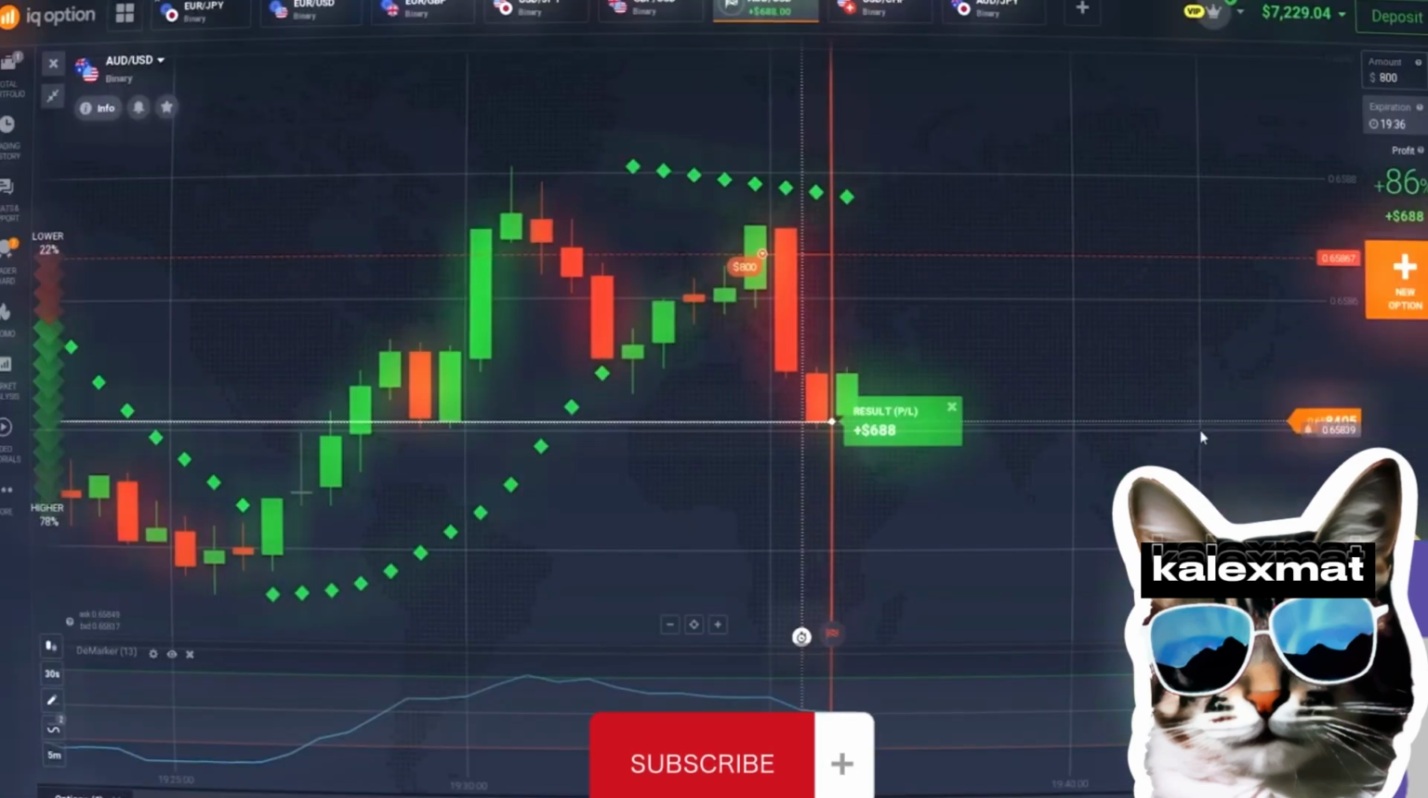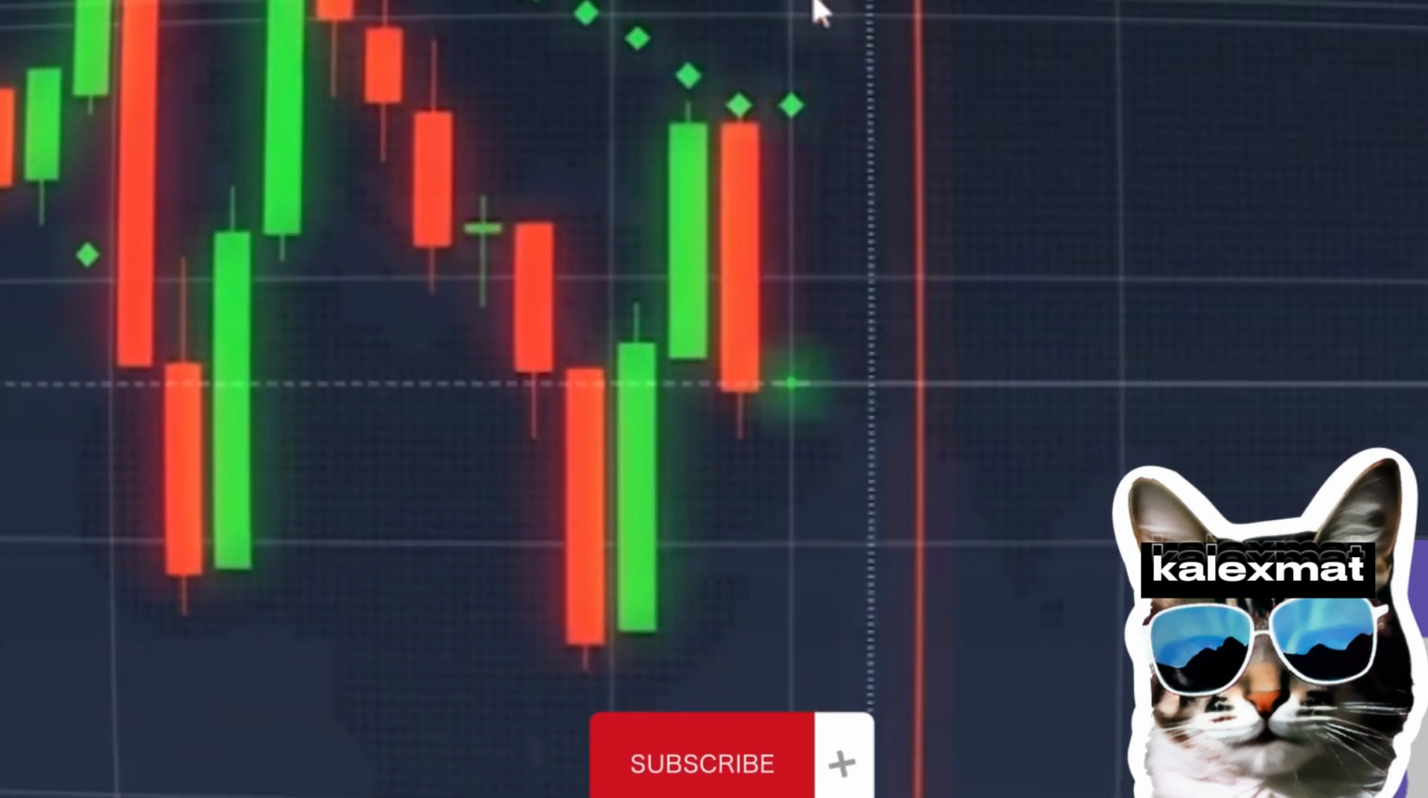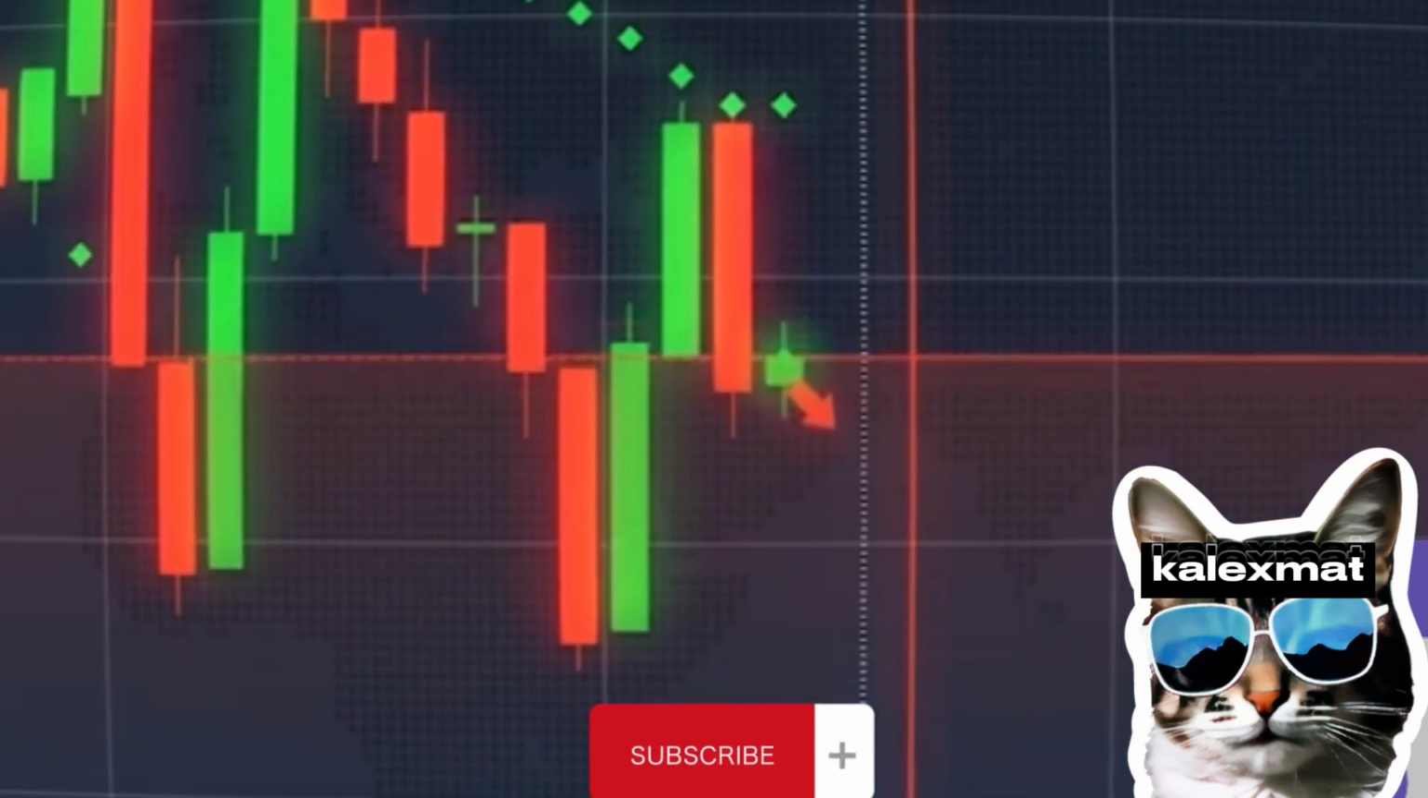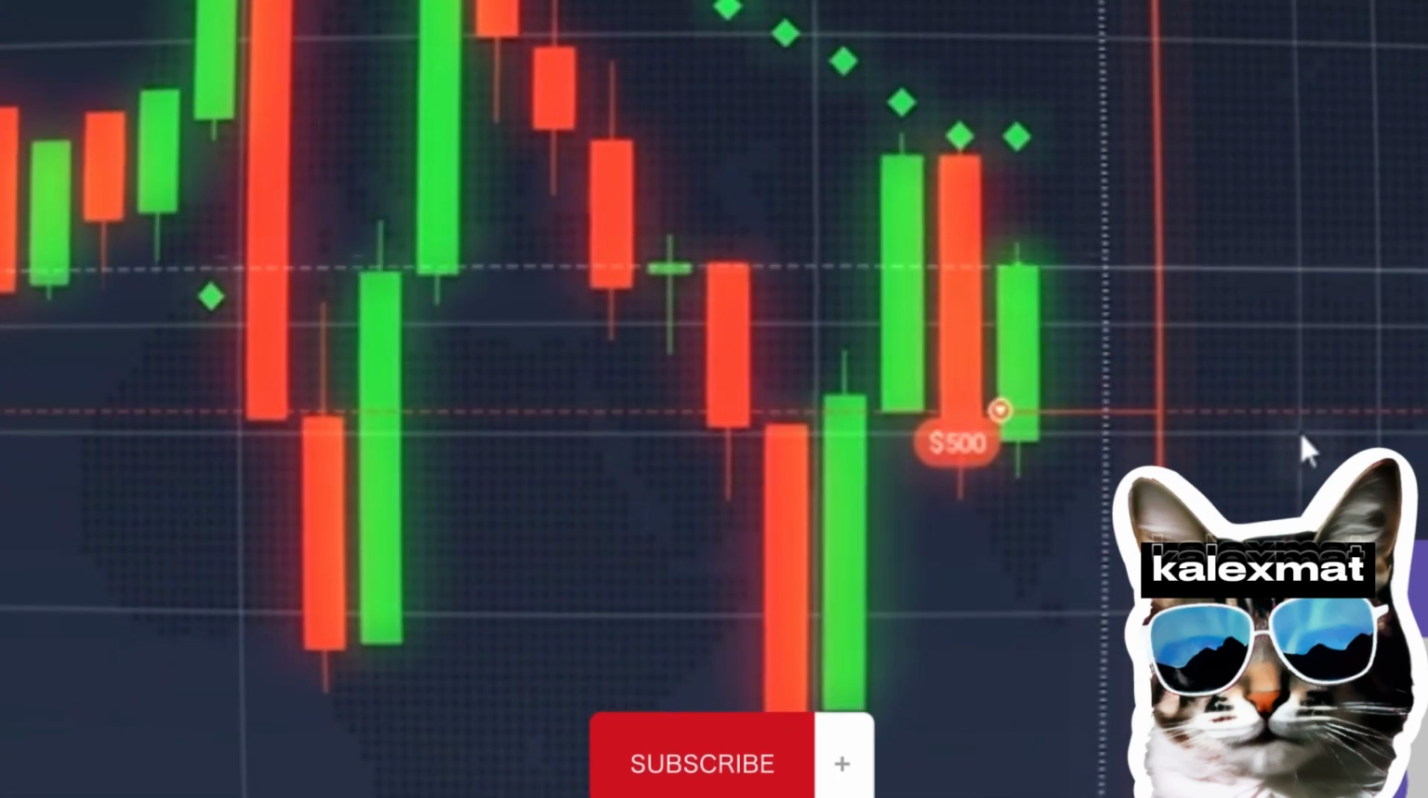Success again. The trade played out as predicted. It's simple when you follow the indicators and candle patterns. Taking a sell position here was the logical choice after observing the market pattern.